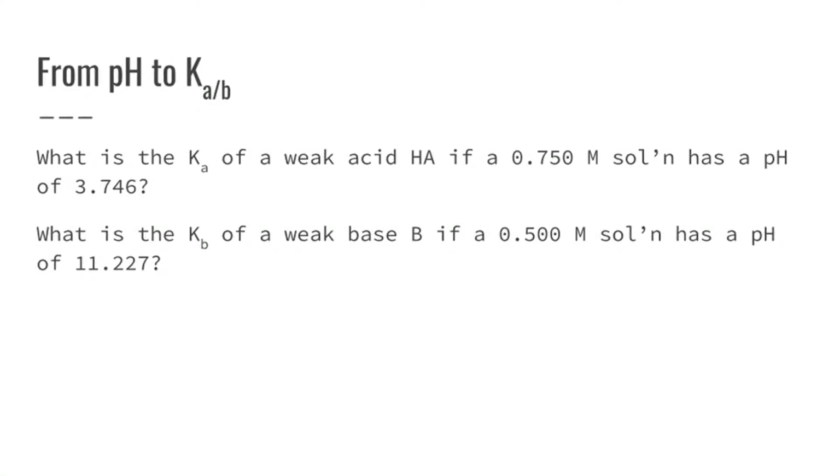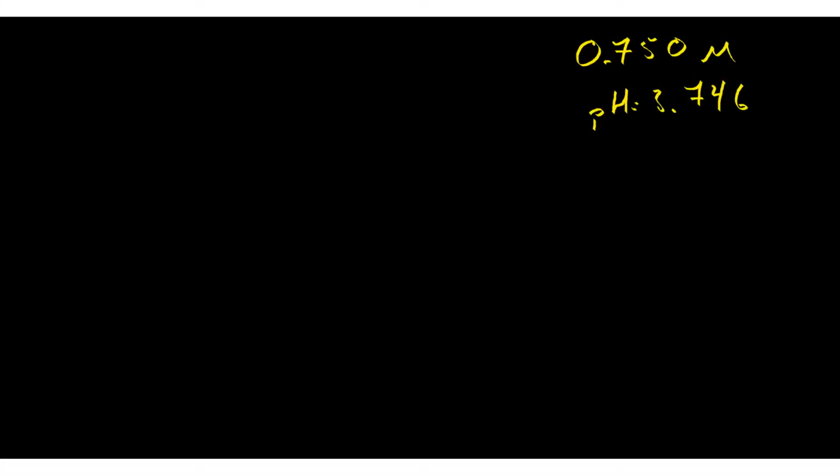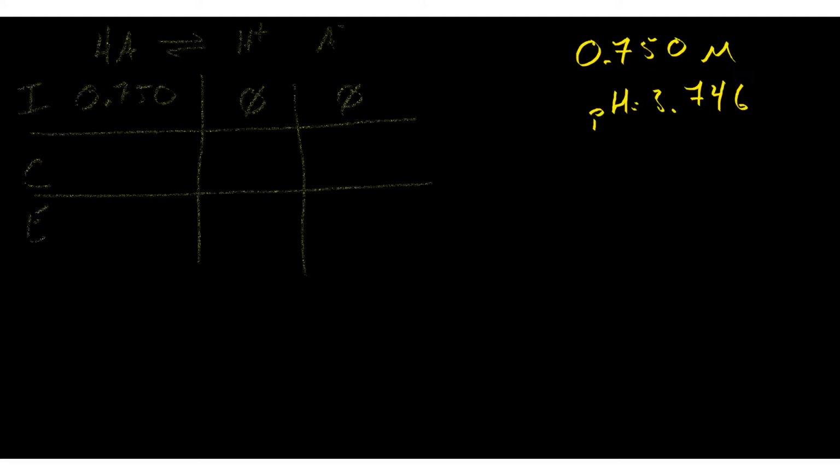Alright, let's go ahead and dive right in. Going from pH to Ka or Kb. First up, what is the Ka of a weak acid, HA, if a 0.75 molar solution has a pH of 3.746? Well, we come over here to our workspace, and we write that info down so that we don't forget it. Now, let's go ahead and draw out our ICE table.